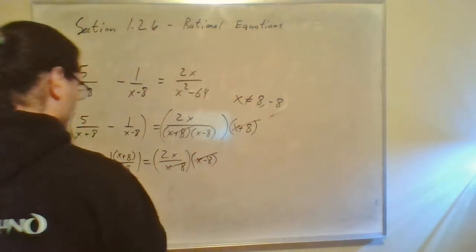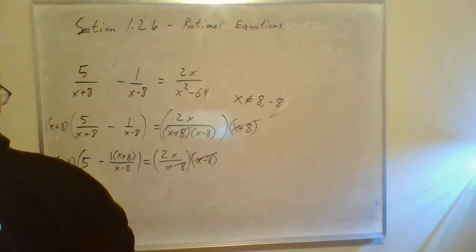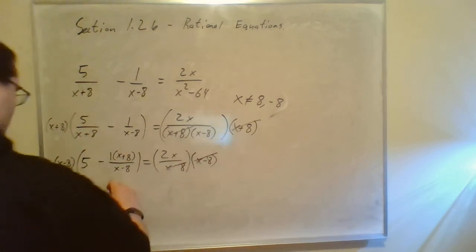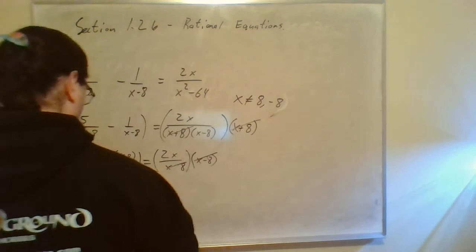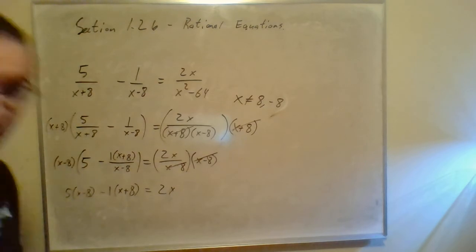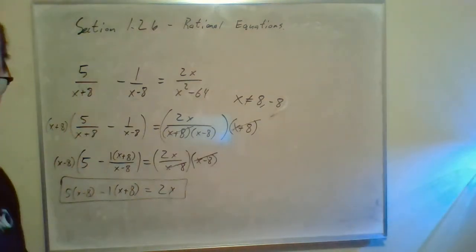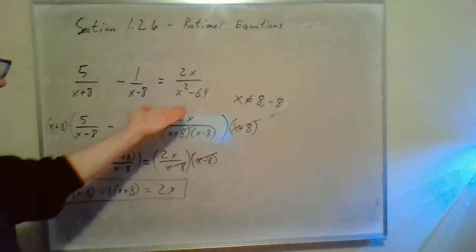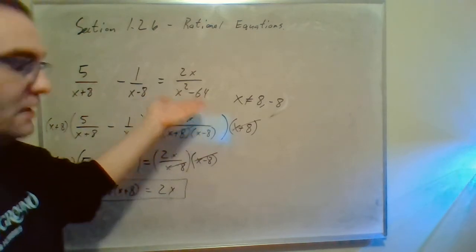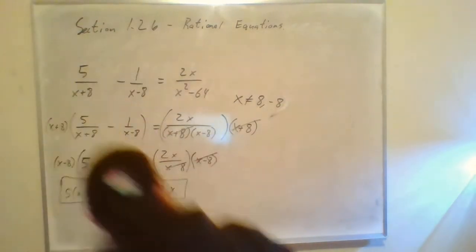Here, again, things cancel. For these pieces, they'll cancel. This will give me a 5 times x minus 8. Minus, here they cancel, 1 times x plus 8 equals 2x. So, as promised, eventually we find ourselves looking at a linear equation. It didn't start linear. It started as a rational equation with quadratic denominators. But at the end of the day, we get something that's linear. And we know what to do with linear equations.